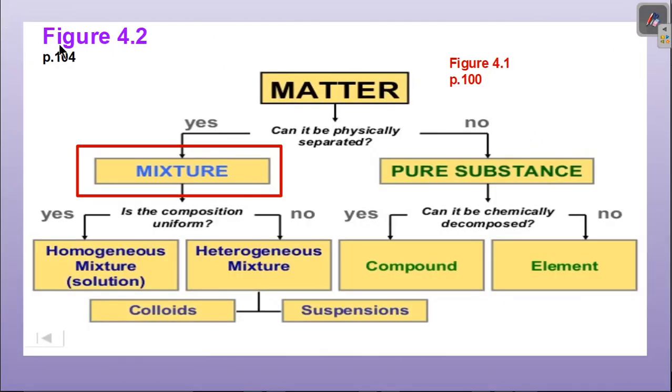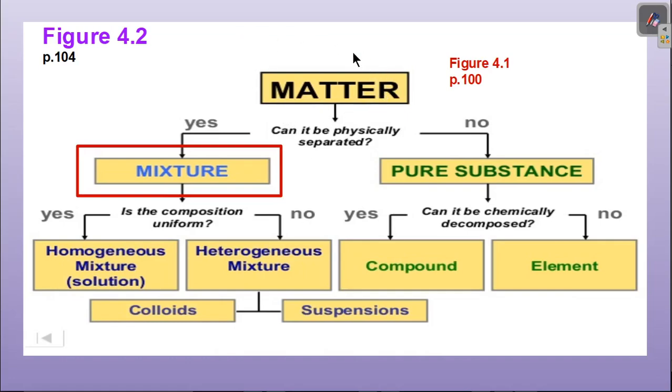Page 104, I'm going to start with that page because it has a summary of what you're going to be learning in this module. And I think it makes things a little bit more clear if you have this map in front of you. So figure 4.2, page 104. Also, we're going to talk about figure 4.1 on page 100.